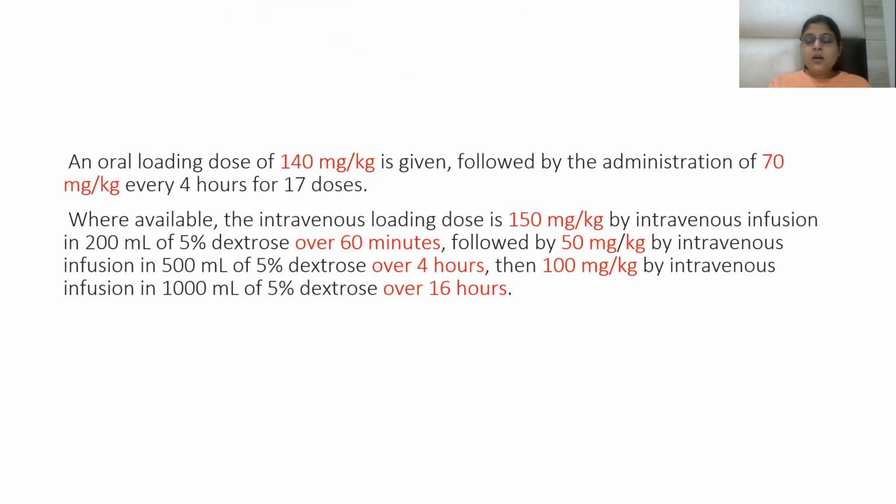N-acetylcysteine oral loading dose of 140 milligram per kg is given, followed by 70 milligram per kg every 4 hours for 17 doses. Where available, the intravenous loading dose is 150 milligram per kg by intravenous infusion in 200 milliliter of 5% dextrose over 60 minutes, followed by 50 milligram per kg in 500 milliliter of 5% dextrose over 4 hours, and then 100 milligram per kg in 1000 ml of 5% dextrose over 16 hours. Means it is administered over a period of time to have its effect.